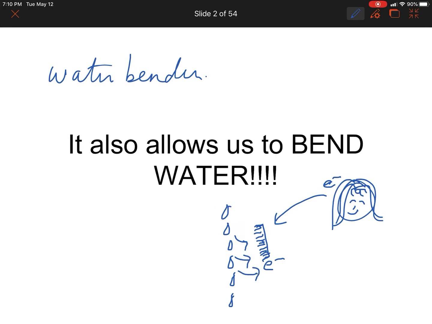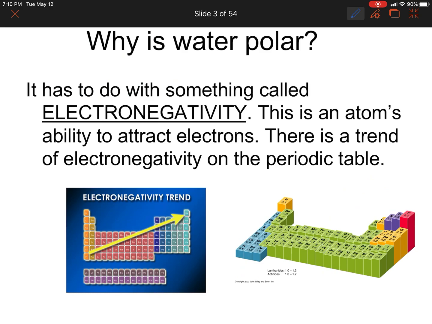So because of water's polarity, you can actually move it that way using magnets. All right, I think that's really cool. So why is water polar? It has to do with something called electronegativity. Make sure you know that term, electronegativity. This is an atom's ability to attract electrons. So basically, it's like, how much does an atom love electrons?